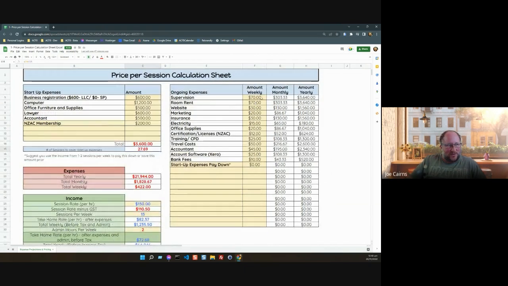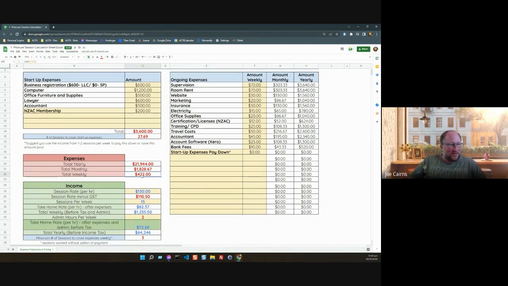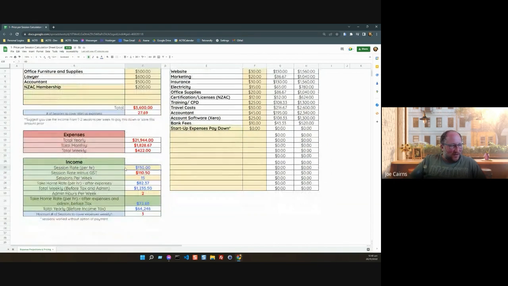So this is all the standard things you're going to have to pay on a weekly, monthly, or yearly basis. So we then come up with an average here of how much it costs you to operate your business weekly. So in this case, we're at $400 based on these costs. And then we've set a session rate. We have to take GST away from that to figure out what your real rate is.